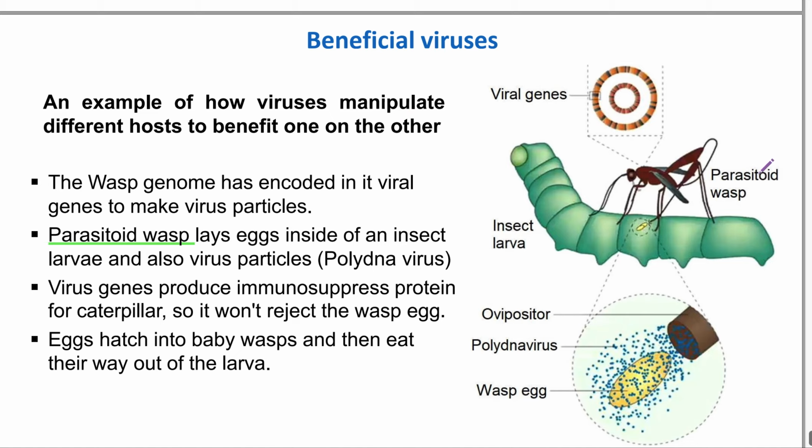The wasp genome encodes viral genes to make virus particles. So a parasite wasp lays an egg inside an insect larva and also viral particles, polydnavirus. If you enlarge this part, you can see the viral particles, polydnavirus, and wasp eggs. So the virus genes produce immunosuppressive proteins for the caterpillar, so it won't reject the wasp egg, and the eggs hatch into baby wasps and then eat their way out of the larva.